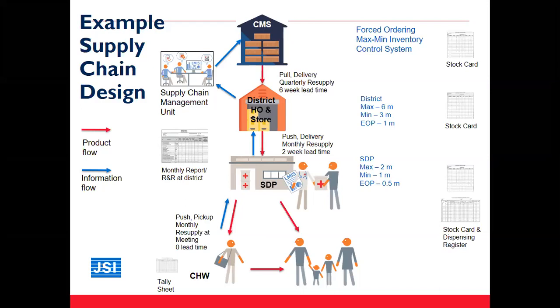This is an example of the design decision-making that goes into the supply chain system. Each supply chain design needs to be customized to the local infrastructure and the realities on the ground in the supply chain. So this is an example that pulls together all the different components that we've talked about today.